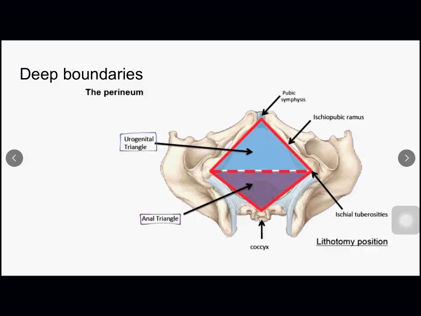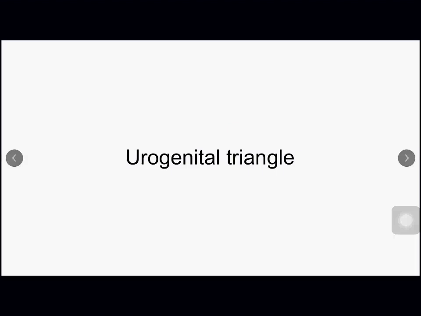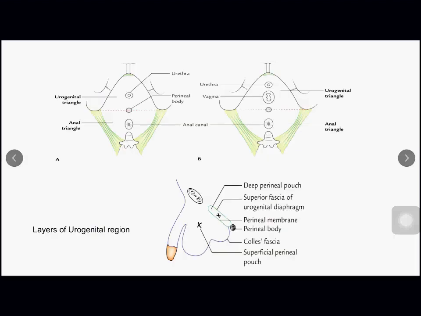Okay, now let us move on. I told you this perineum is divided into two triangles by an imaginary transverse line. This anteriorly placed triangle is called the urogenital triangle, and the posteriorly placed triangle is called the anal triangle. Now I will be speaking about each of these triangles in detail. So first let us see about the urogenital triangle. This part is your urogenital triangle.